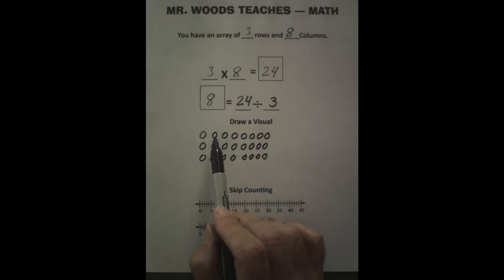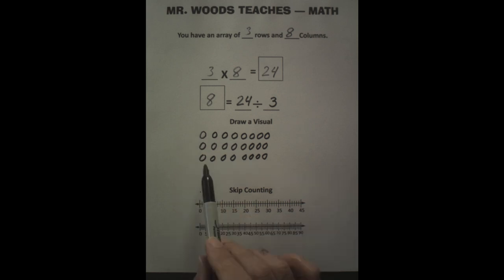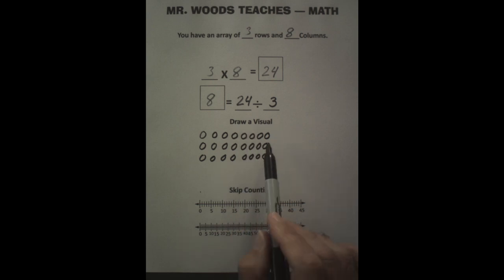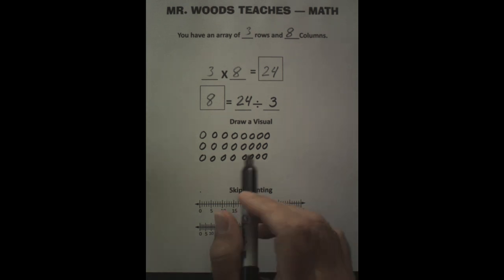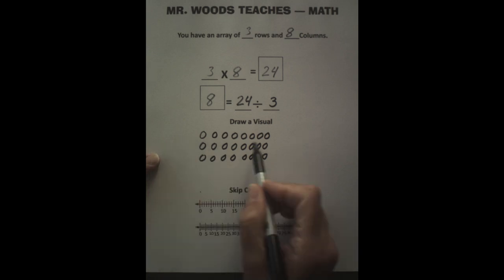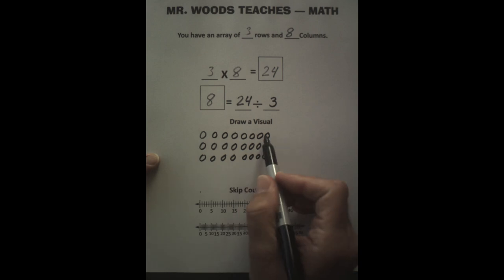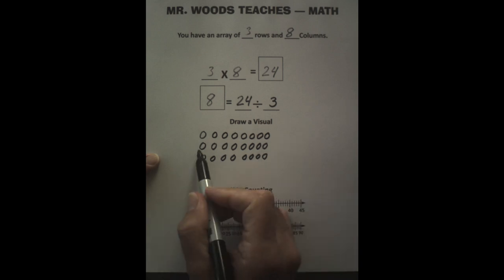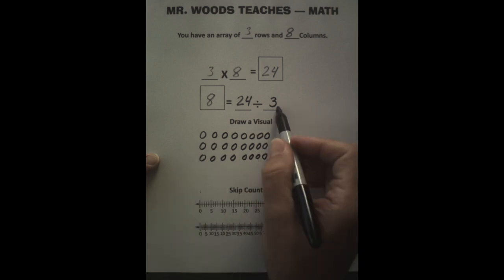We can count them up. So we can say, if we know our 3's, 3, 6, 9, 12, 15, 18, 21, 24. Remember how we had that 24 divided by 3 is equal to 8. So if we have 24 and we divide it by 3, we can just see that we have one row of 8. 3 times 8 equals 24.